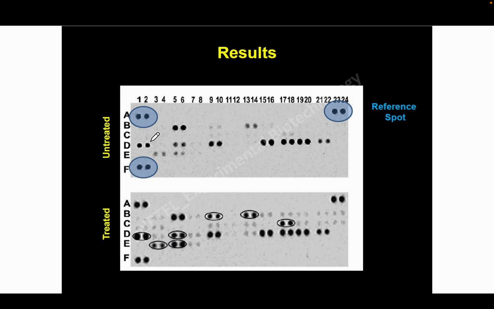So this is from the reference. This is the untreated and treated. Wherever you have added antibody against your protein, those spots light up.